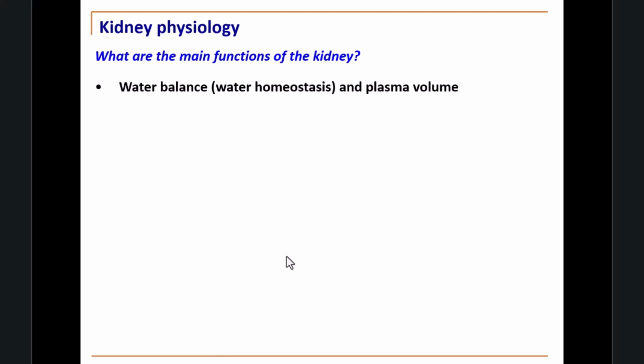I want you to press pause at this particular juncture and have a think about what you know about kidney physiology already. What do you think the main functions of the kidneys are? A key one that I just mentioned is water balance, so water homeostasis and plasma volume. It's involved in regulating your blood volume and therefore your blood pressure over the longer term. But what are some of the other functions of the kidneys? Press pause, have a good think, and then we shall go through them.